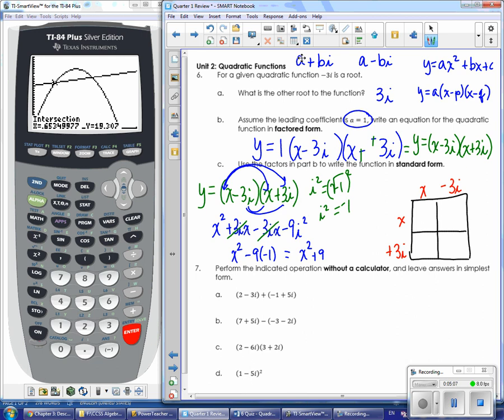And notice in this first box, when I multiply my x's, I get that x squared. That just corresponds to the F in FOIL. I multiplied my first terms. When I distribute the x to the negative 3i and get negative 3ix, isn't that what I got here? And when I multiply the 3i times the positive x, I get a positive 3ix, which is really what I got right there. And then my positive 3i times negative 3i gives me my negative 9i squared, which is what I had here. So it doesn't matter if you use the FOIL method or the box method.